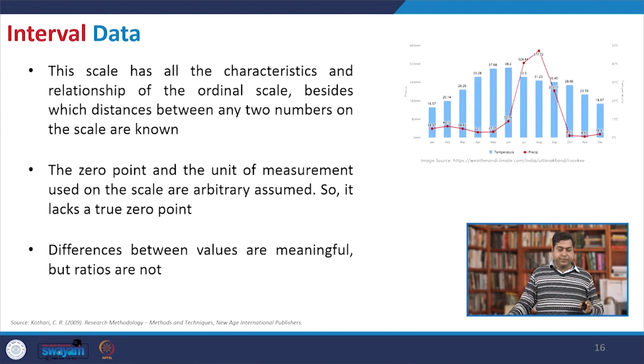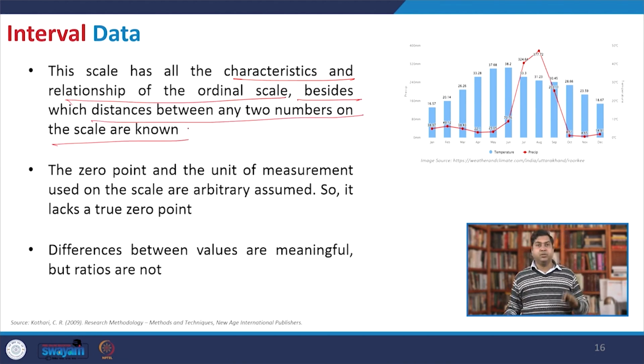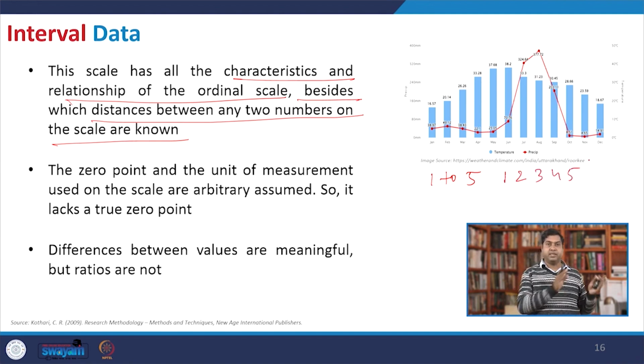Coming to the interval data, this particular scale has all the characteristics and relationship with the ordinal scale. Besides that, the distance between any two numbers is also known and possible. So in this case we are not asking about the order, we simply say that you give a rating from 1 to 5, and we are not defining what is 1, what is 2, what is 3, what is 4, what is 5. 1 is something which is less, 5 is something more. So in such cases any value between 1 to 5 is possible, right.